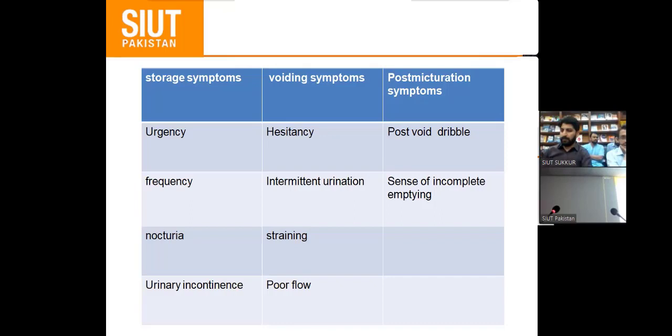Start, how much delay. The better definition will be the time taken by the detrusor to overcome the urethral resistance in starting the stream. Okay. And what is intermittent urination? Why is it being caused?